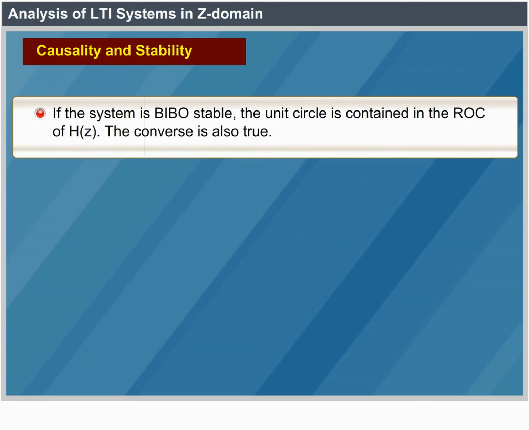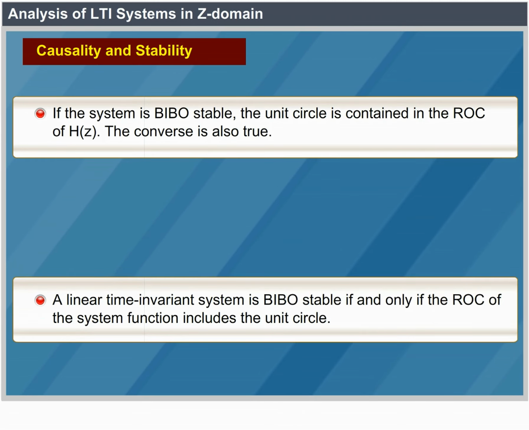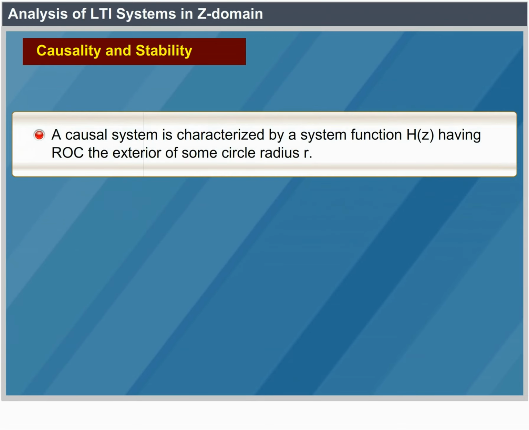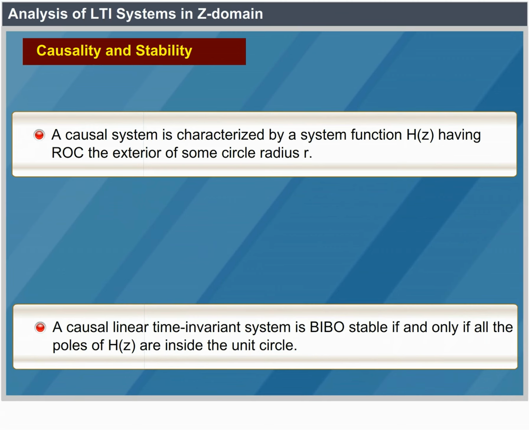If the system is BIBO stable, the unit circle is contained in the region of convergence of H(z). The converse is also true. A linear time invariant system is BIBO stable if and only if the region of convergence of the system function includes the unit circle. A causal system is characterized by a system function H(z) having region of convergence the exterior of some circle of radius r. A causal linear time invariant system is BIBO stable if and only if all the poles of H(z) are inside the unit circle.